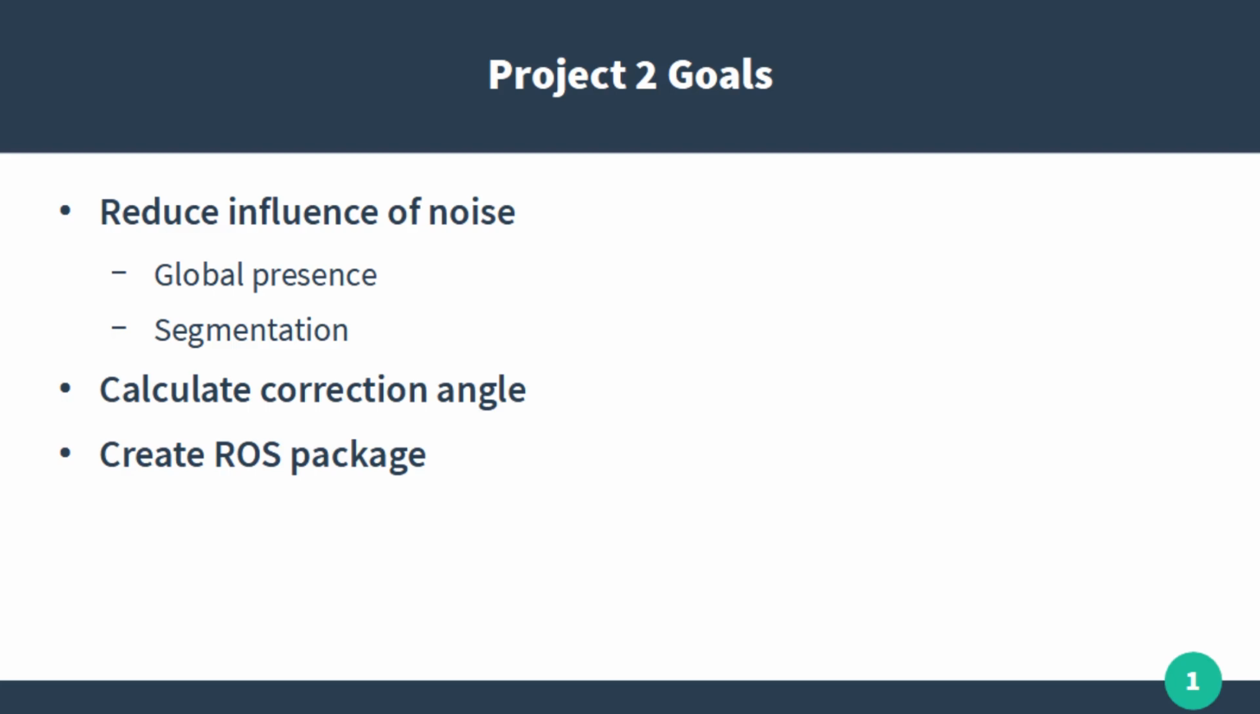Other goals for this project included calculating the correction angle, which is the angle the robot needs to move through to directly face a tennis ball, as well as creating a ROS package that encapsulated all the required functionality.